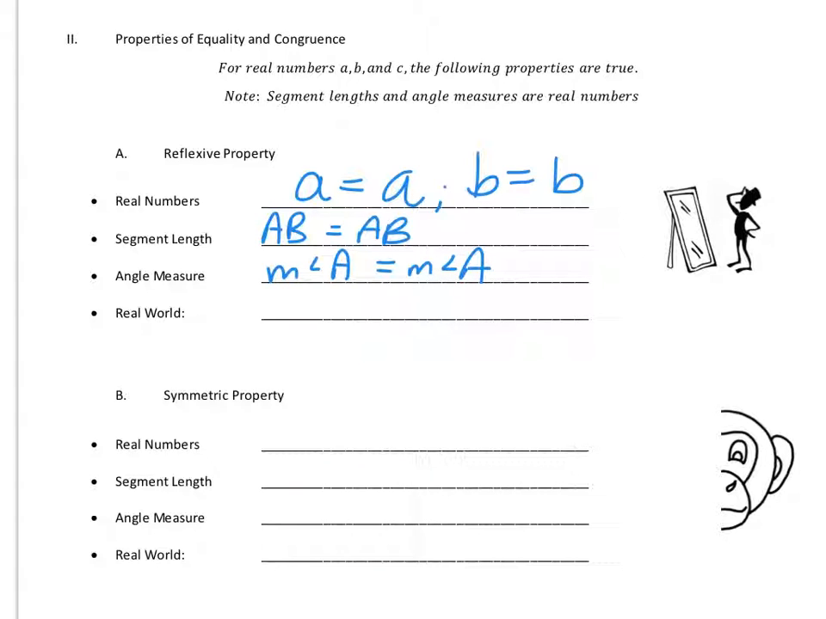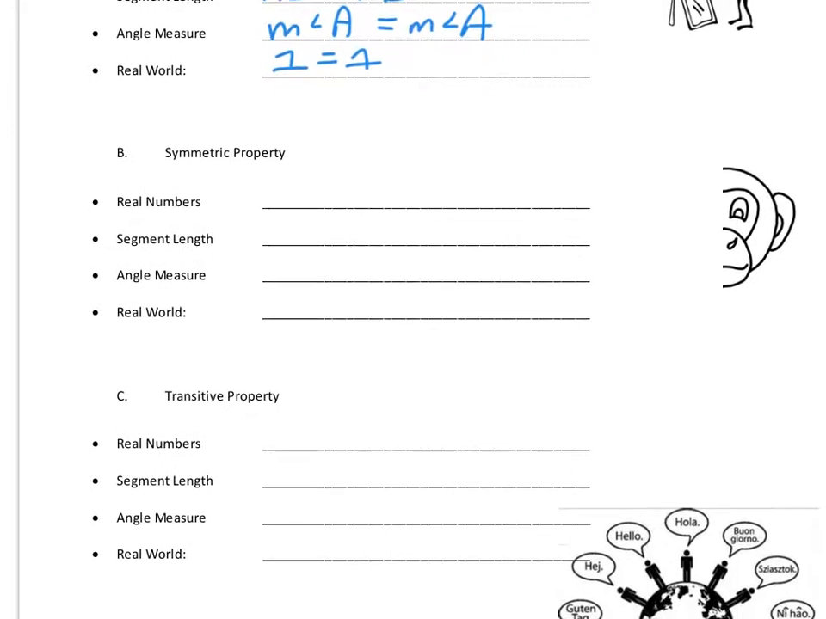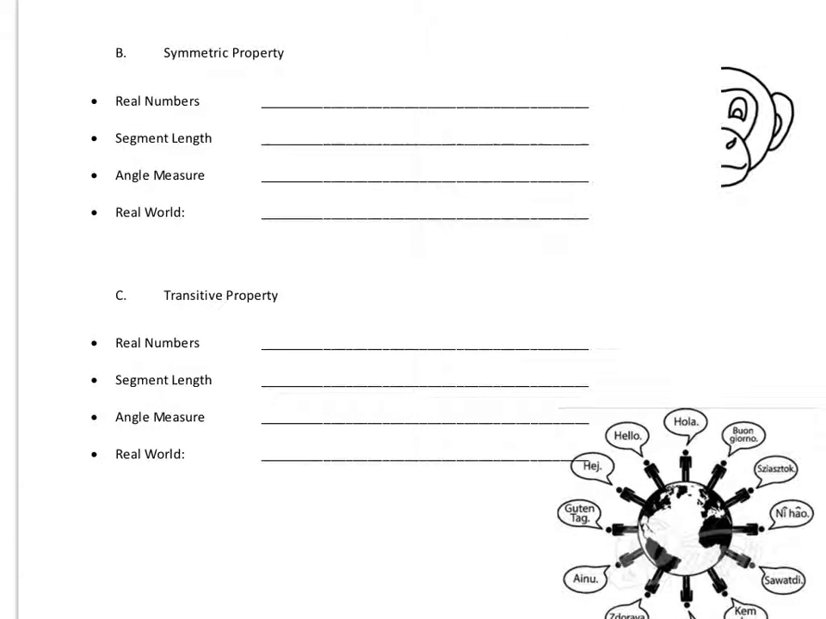In the real world, when you see numbers, if you have 1, that's always going to be the same amount as 1. It's kind of like looking at yourself in the mirror. Once you see yourself, you know that you are just looking at yourself. Now the symmetric property derives from the term symmetry. For real numbers, if a equals b, then we also know that b equals a is true. In segment length, segment AB equals the same as measuring it from B to A, so AB equals BA.